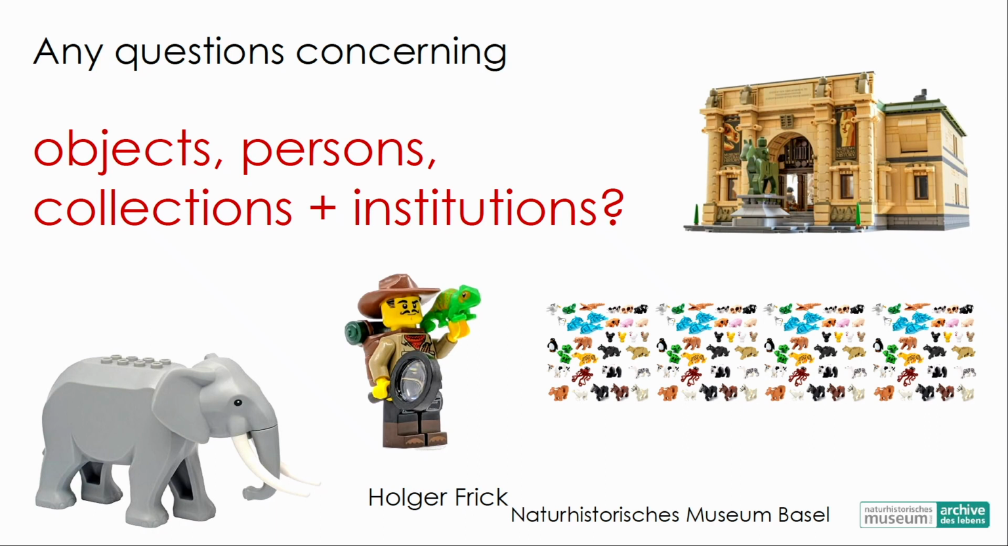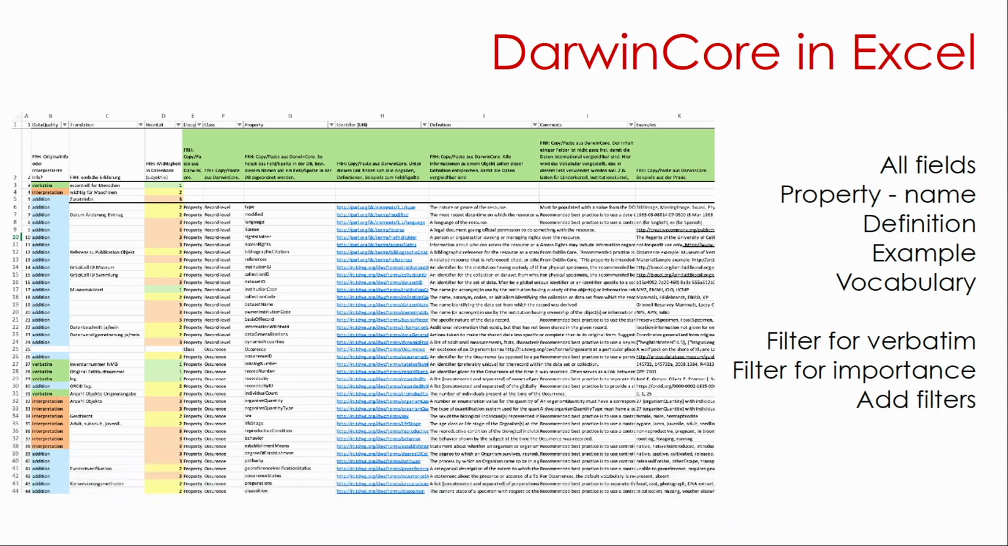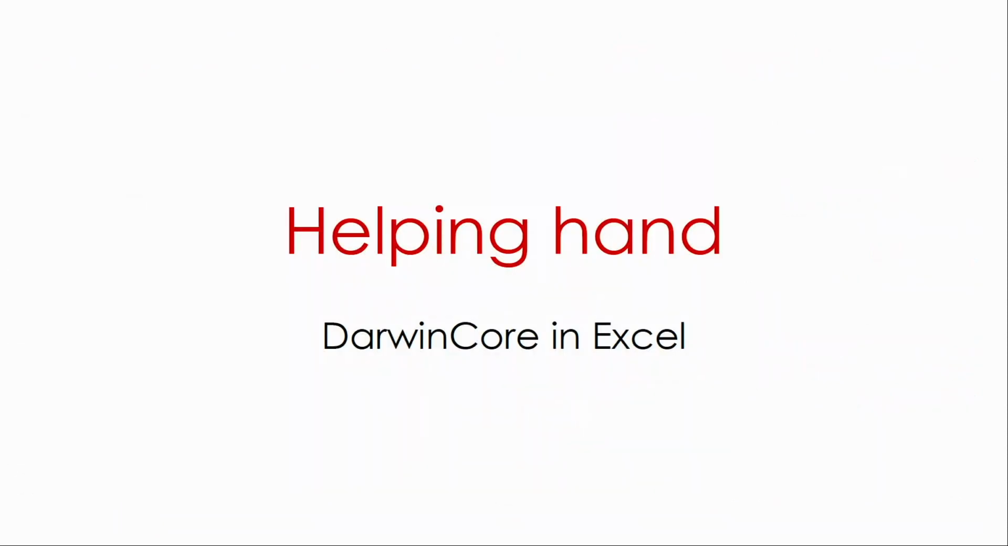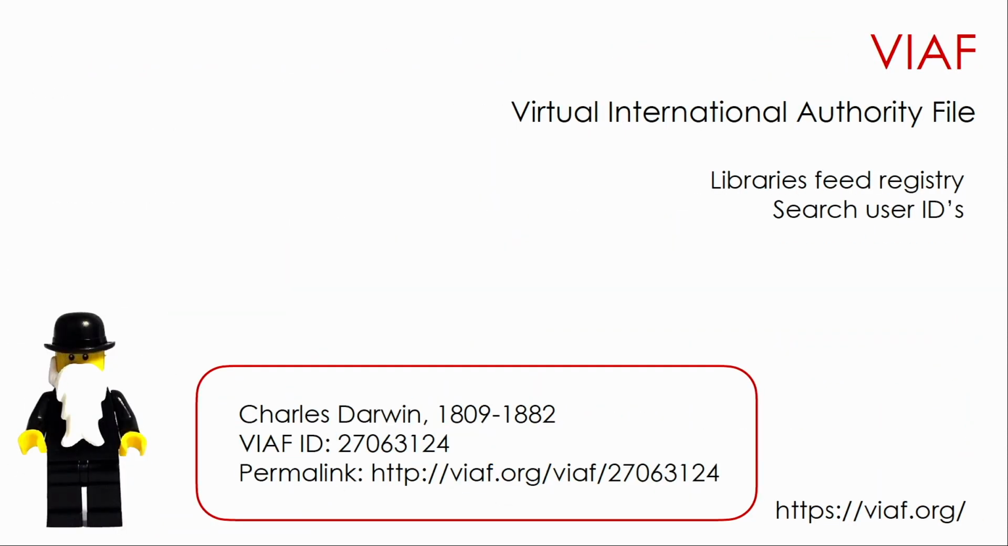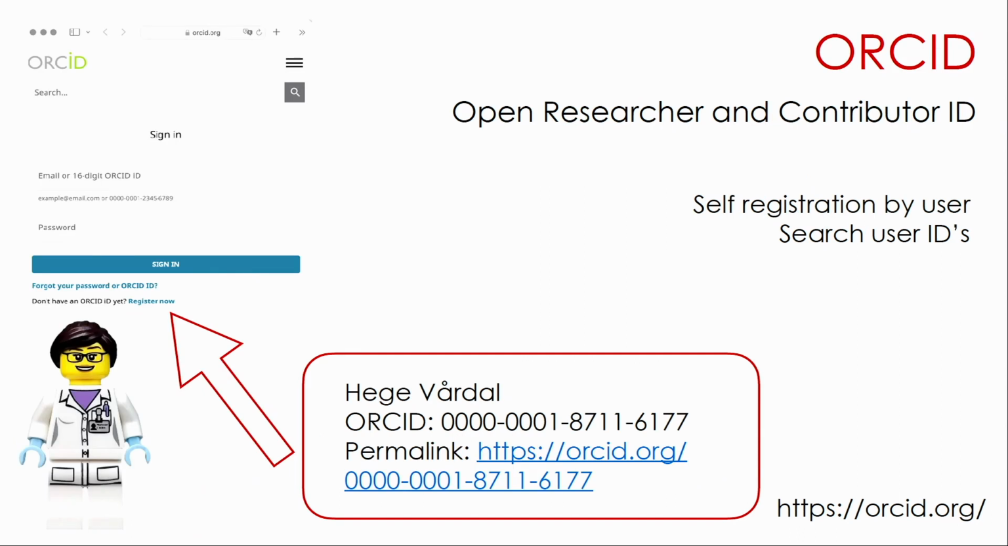There's time for one last question. Thanks, Holger. I have a question regarding the registration of people. You showed that there are several options. And what is your base choice when one person is in several databases? Which one will you recommend to use?